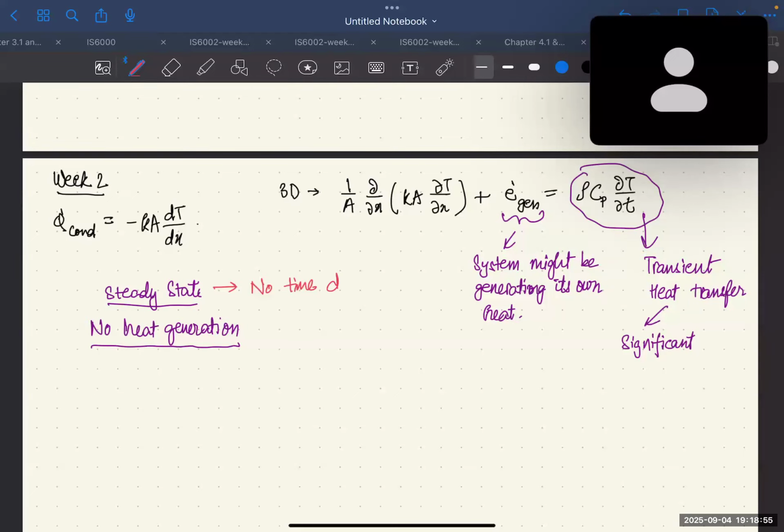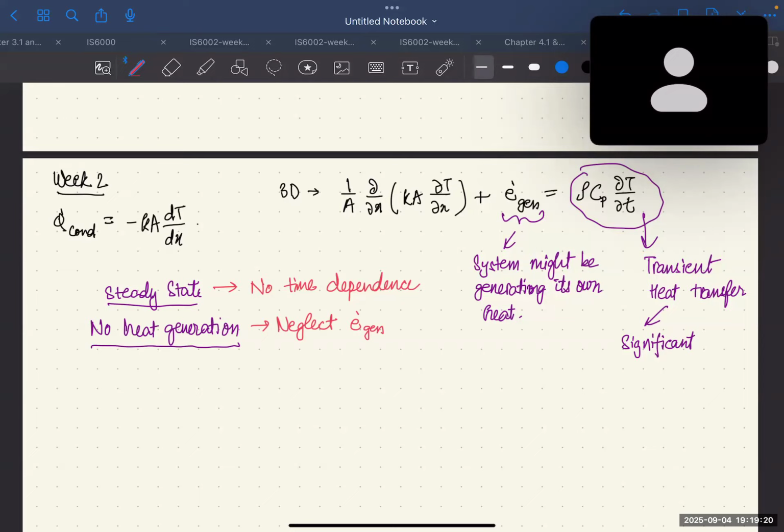No time dependence. And with no heat generation, we can say that we can neglect the E dot gen term.